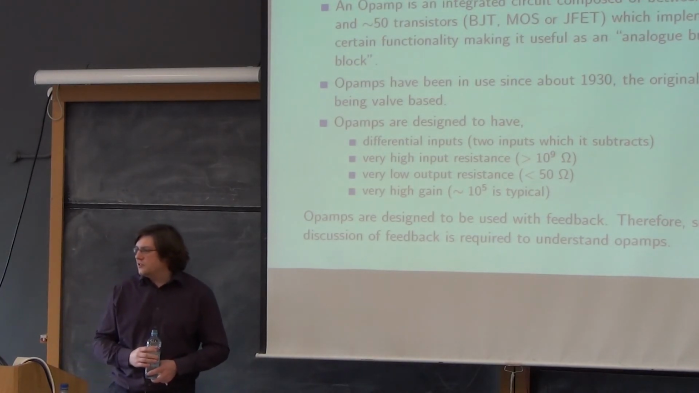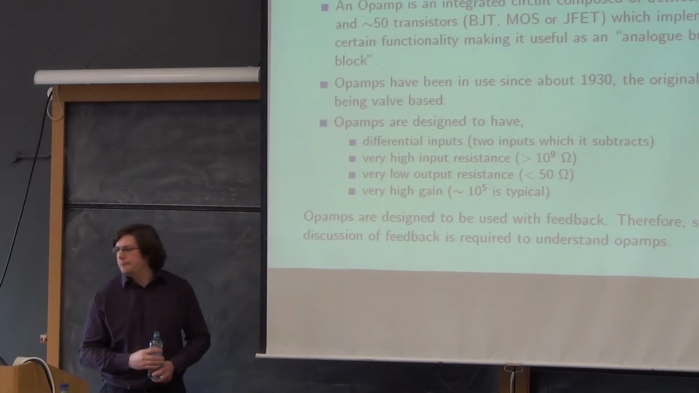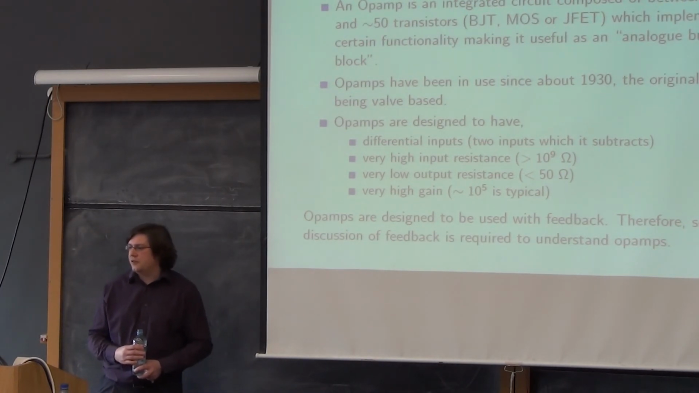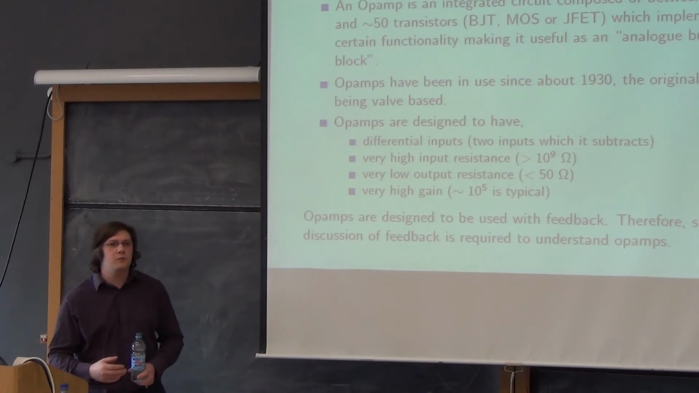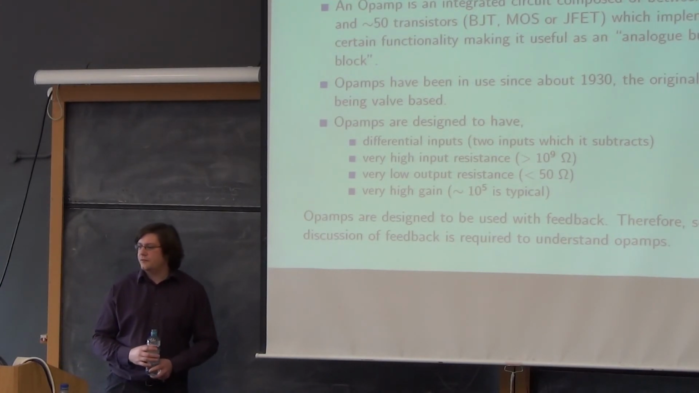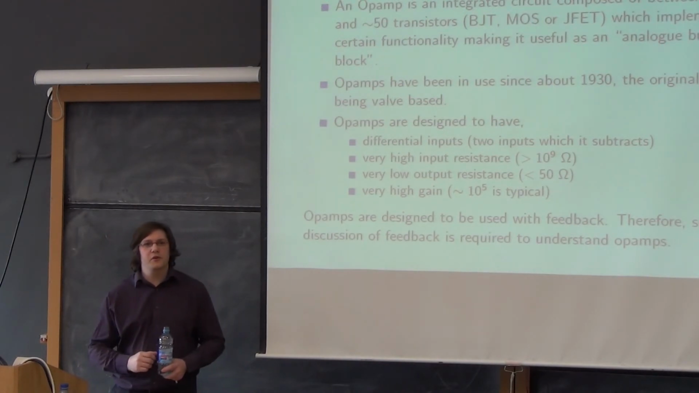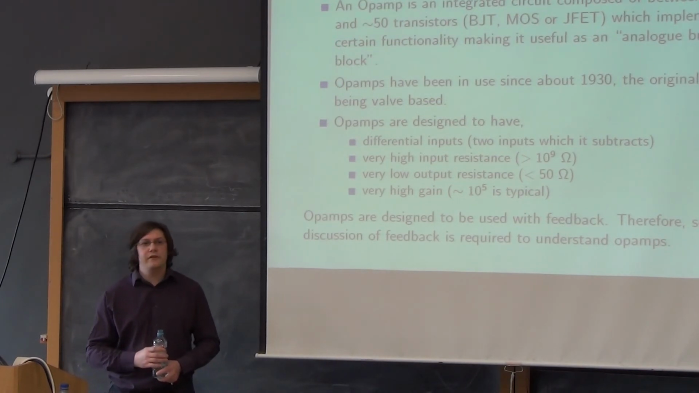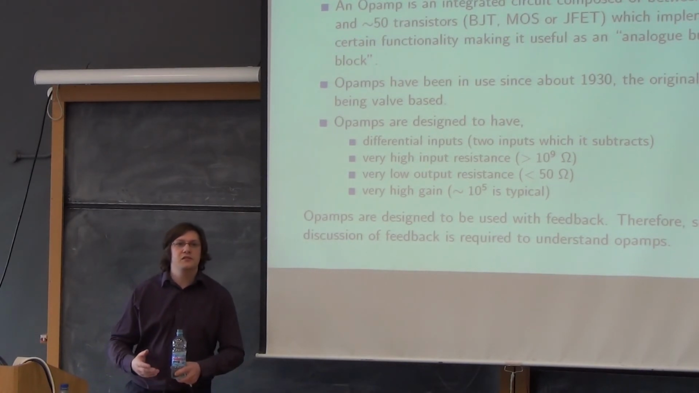And op-amps have been around since about 1930, and originally they were made from valves and were big and heavy and very power hungry. Some of their key characteristics are that they should have differential inputs. So it should have 2 inputs, and its job is to subtract one from the other. That's to say, it takes the difference. It should have a very high input resistance, because we don't want our nice analog building block to draw any current from the thing that we're driving it with. And it should have very low output resistance as well, because it ought to be able to drive anything that we desire.